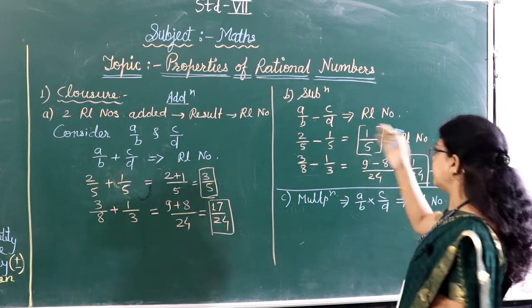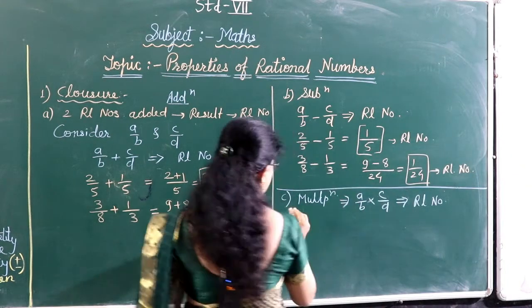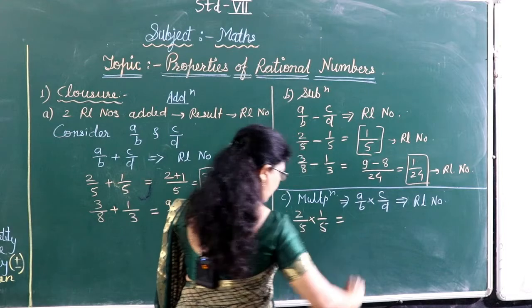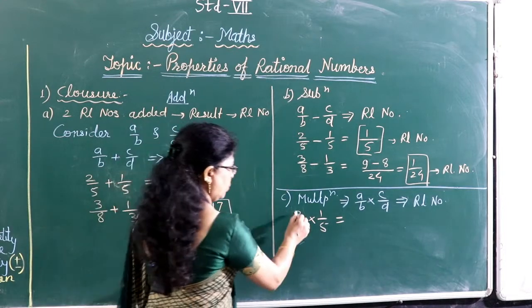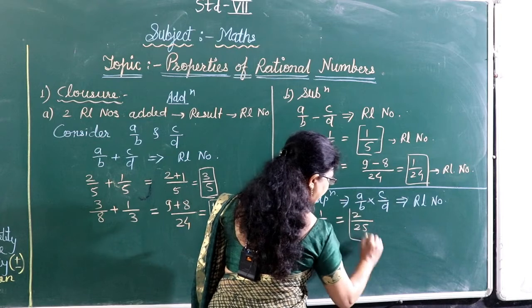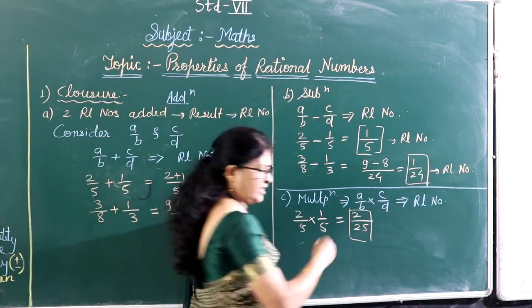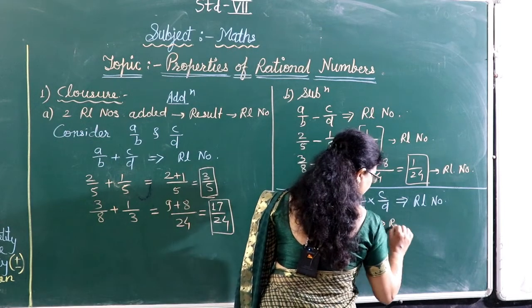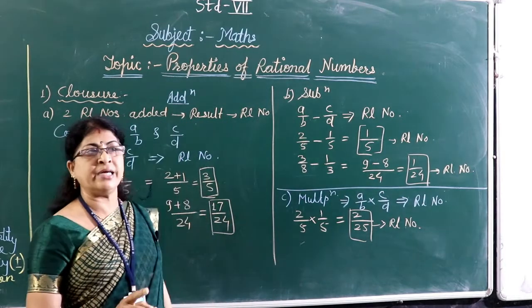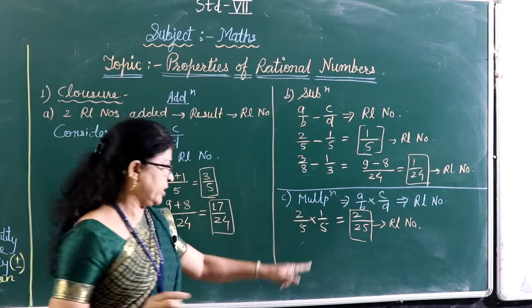Now let's take the same example. Okay, see, 2 upon 5 multiplied by 1 upon 5. What answer you will get? 2 1s are 2 and 5 5s are 25. Is it a rational number? Yes, it is. So this is also a rational number. It means we can say that multiplication of rational numbers is closed like this.